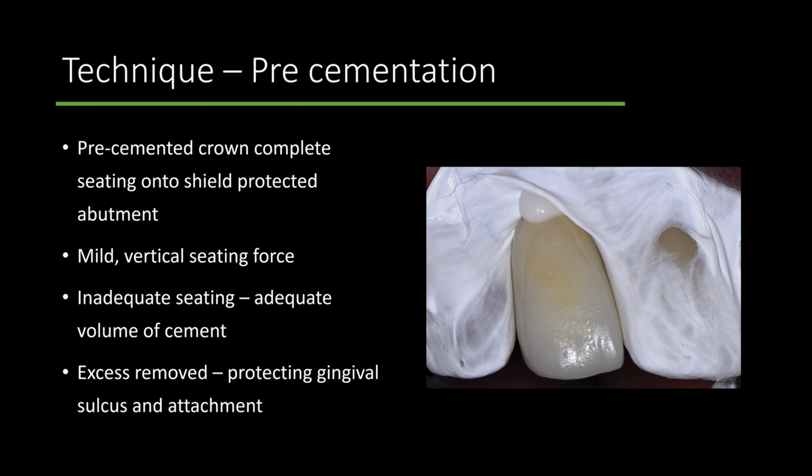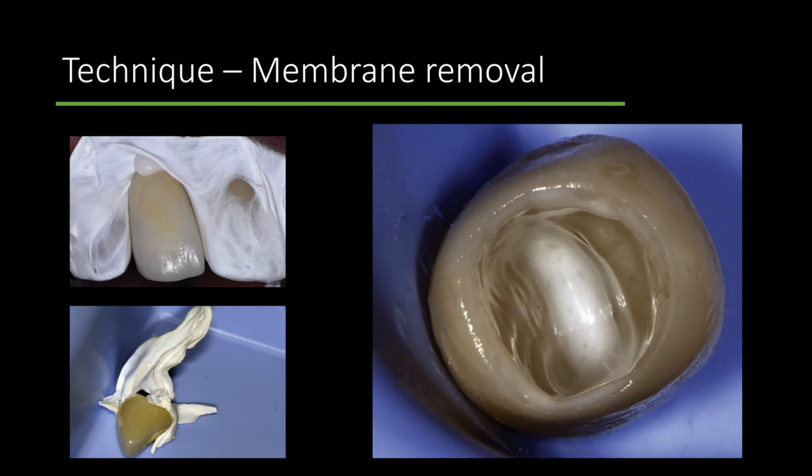Statically, the crown will close due to hydrostatic pressure and binding but will not completely seat. Incomplete seating allows an adequate and appropriate volume of cement to remain in the intaglio of the crown. The excess cement will flow onto the external crown surface and membrane only, avoiding the protected gingival sulcus and fragile attachment apparatus. Immediately remove the crown and membrane from the abutment with all excess cement attached.